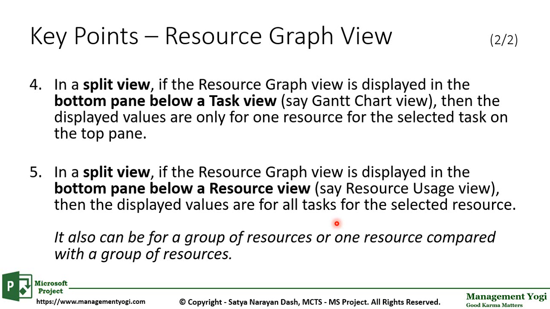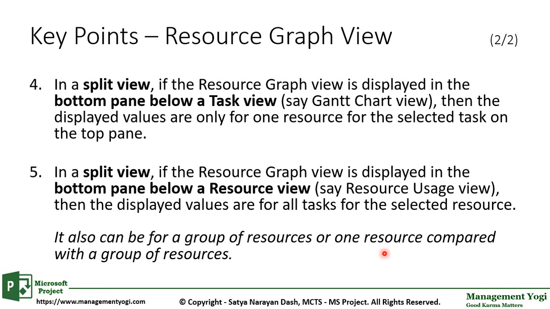I have extended slightly the next line. It is telling you it also can be for a group of resources or one resource compared with a group of resources. So in the split view, on top pane you have the resource usage view. Now you selected multiple resources from the resource usage view. So you can see that information as well in the resource graph view, which is in the bottom pane. Or you can compare one resource with a group of resources in the resource graph view as well.